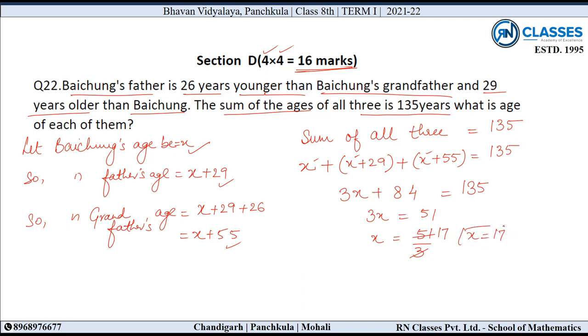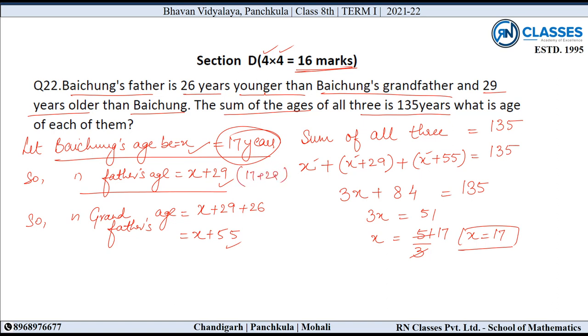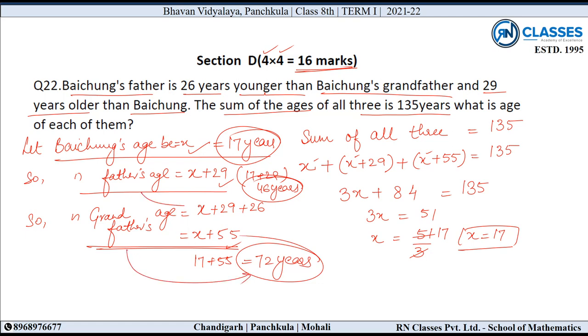That is great news. X is found, which means Bhai Chung's age is 17 years. Now the father's age would be 17 plus 29, which is 46 years. The grandfather's age is X plus 55, which is 17 plus 55, so 72 years. The grandfather's age is 72, the father's age is 46, and Bhai Chung's age is 17. Full 4 marks: 1 mark for solving and 1 mark each for getting all the answers. You can get the full 4 marks here.